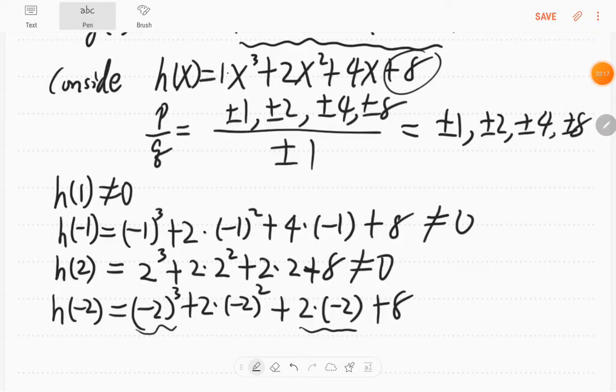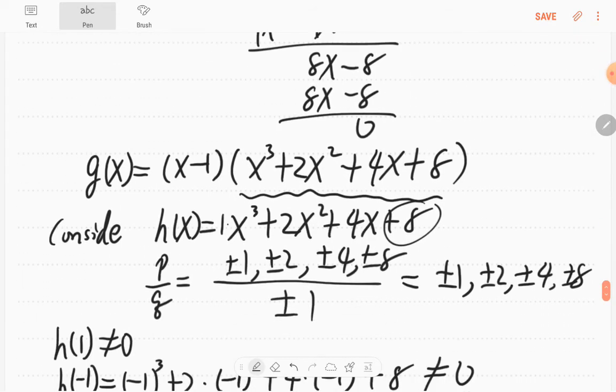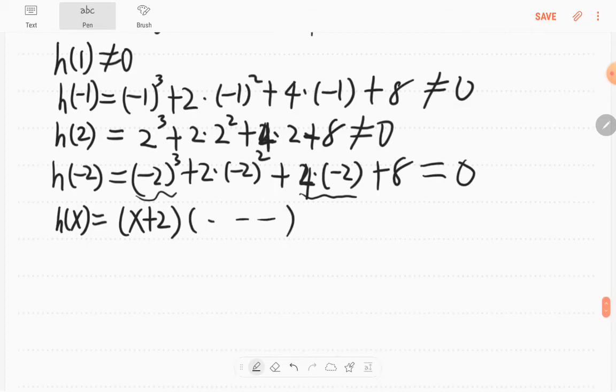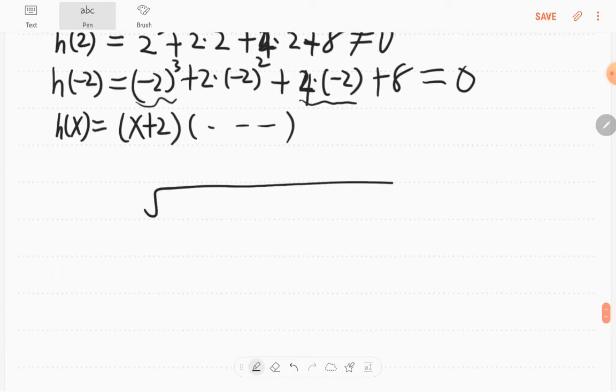Sorry, I made a mistake. So here it should be 4x. Right, here is 4x. So this is 4 here. So this one is equal to 0, right? This one is equal to 0. So our h of x can be written as x plus 2 times something, right? Because it's negative 2. So we want to find this part.